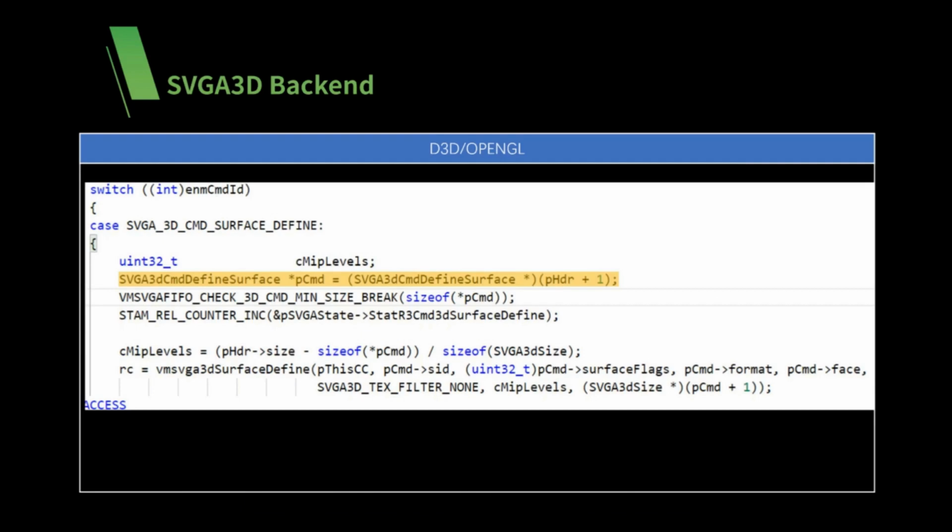As shown in the figure, the guest sends a service-defined command, which will be processed by the Vmm SVGA 3D service-defined interface. We need to pay attention to the pCommand parameter, which is data controlled by the guest.